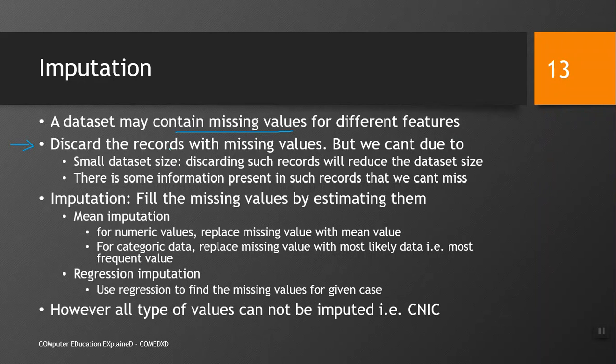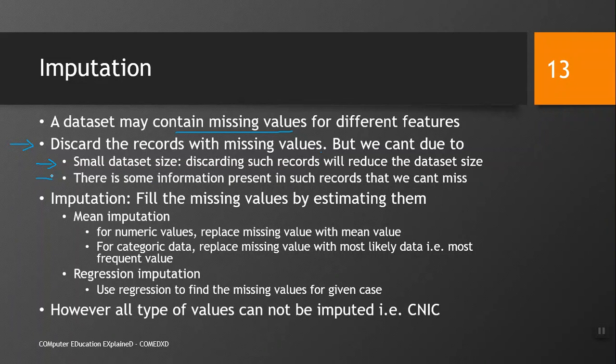There are different strategies we can opt to deal with these values. One of them is to discard the records with missing values. A record which contains a missing value for any feature, you just throw it out. But in that case, we will make the data set size smaller, and it may even be smaller than the required data set. Discarding such records will reduce the data set size. There is some information present in such a record that we cannot miss.